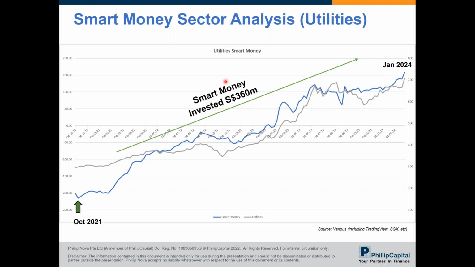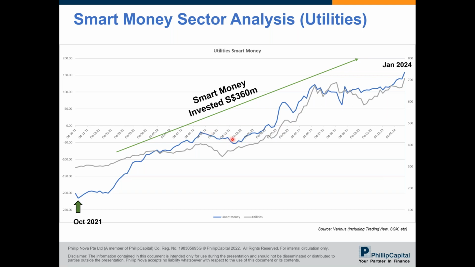For example, this is the utility sector. So as the blue line climbs up, it means that during this period of time, the smart money is buying into this sector. As the blue line comes down, it means that during this period of time, from September 2022 to about December 2022, for a period of 3 months, the smart money had been selling.